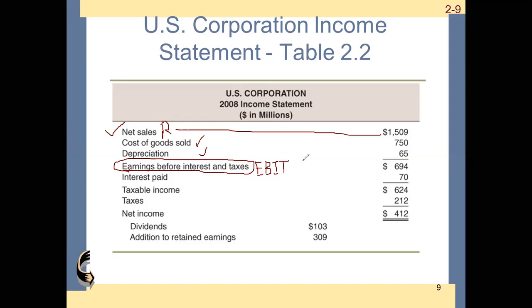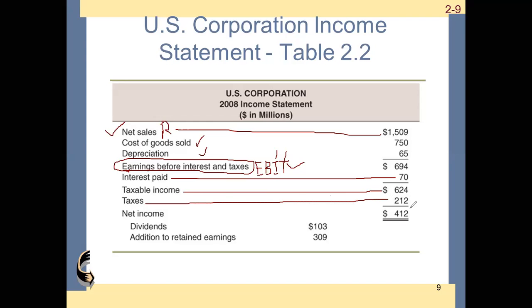It's very important. Then it has two things, interest and tax. First, you will subtract the interest. It is $70. And then you get taxable income. And after that, you will subtract the taxes. So these are the taxes. And then you will get net income. After deducting interest and tax, you will get earning after tax. So this income is available to eat.